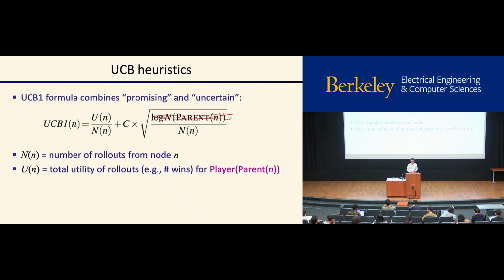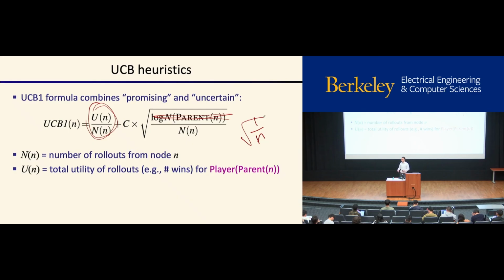Don't worry about that. This term here is the win rate. U is the number of wins, the total utility of the rollouts. N is the number of times you tried that node. So this is just your win rate fraction. And then there's a constant times basically the square root of 1 over n.